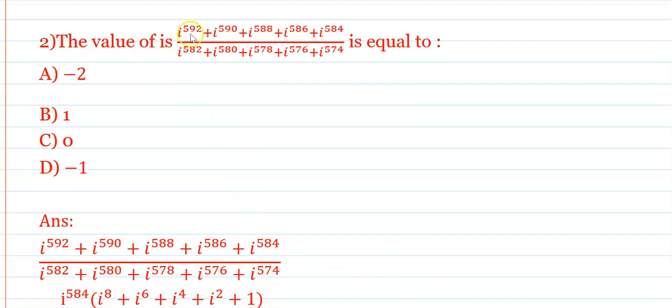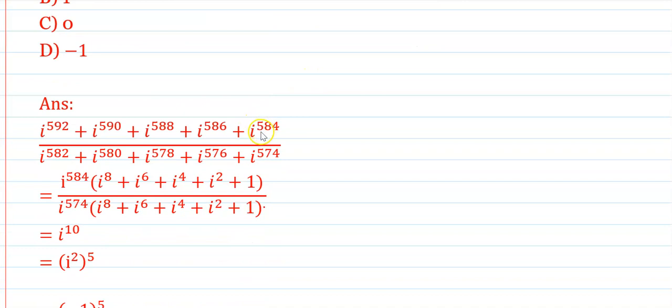The value of i raised to 592 plus i raised to 590 plus i raised to 588 plus i raised to 586 plus i raised to 584 upon i raised to 582 plus i raised to 580 plus i raised to 578 plus i raised to 576 plus i raised to 574 is equal to. Okay, for this type of problem, what is the lowest power in the numerator? i raised to 584. So we will take 584 common from the numerator. In the denominator, the lowest power is i raised to 574, which we take common.